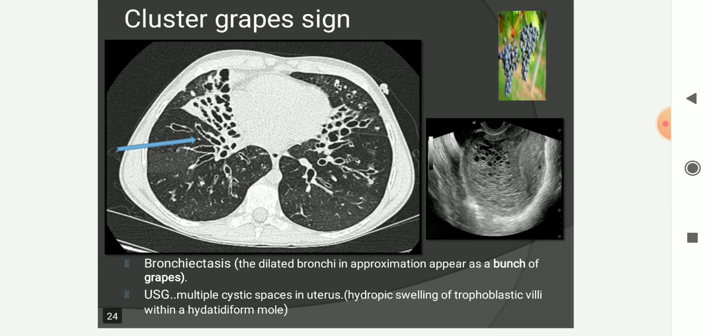And cluster of grapes sign is also related to that of the airway abnormality and also seen in bronchiectasis, that is the dilation of the bronchi appear approximately as a bunch of grapes. So there is also a chance to see it in ultrasonography in the uterus when there will be the formation of hydatidiform mole. So USG shows multiple cystic spaces in the uterus, hydropic swelling of the trophoblastic villi within the hydatidiform mole.